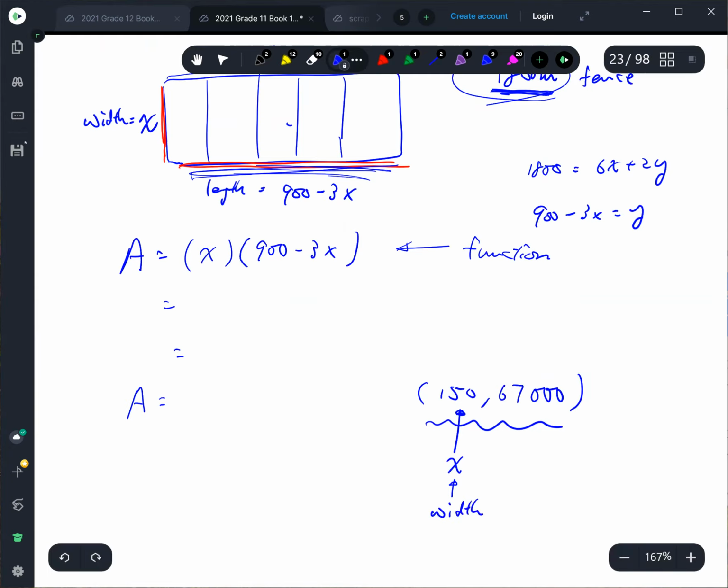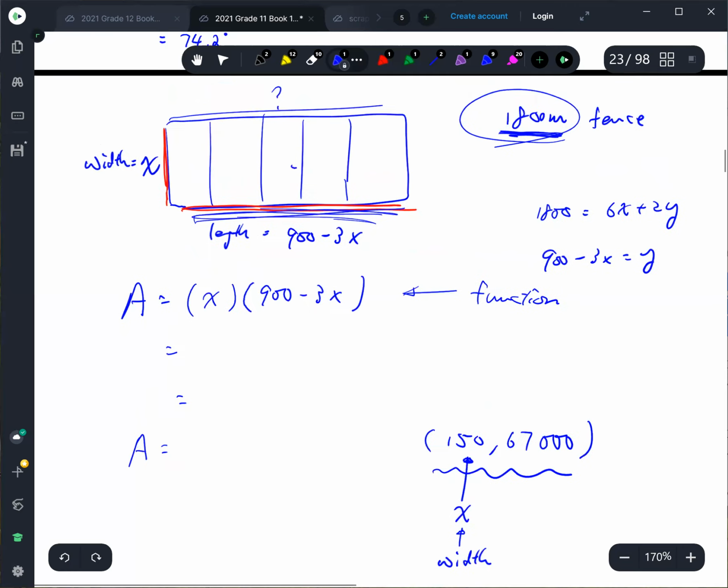So 150 is the width. Okay, and how do you get the length then? The length is... Look at your picture. How do you get the length? Oh, 900 minus 3x. Yeah, just like I gave you, right? That you can use to find the length, right? Okay. So how long is the width? How long is the length? Huh? Look at the picture one more time. How do you find the length? Oh, don't you just plug it into the area formula?